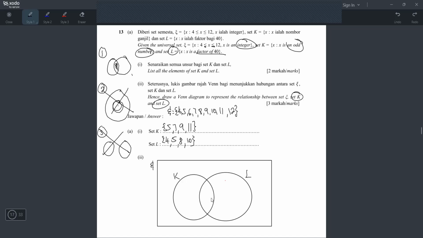Let's label the part that has both K and L. K and L, what's the intersection? Both have 5. Oh, 5 only. So 5. And what about here? K must have 5, 7, 9, 11. K already has 5, and of course 7, 9, 11 you have to write here. What about L? L must have 4, 5, 8, 10. 5 is already written here, so remaining are 4, 8 and 10.